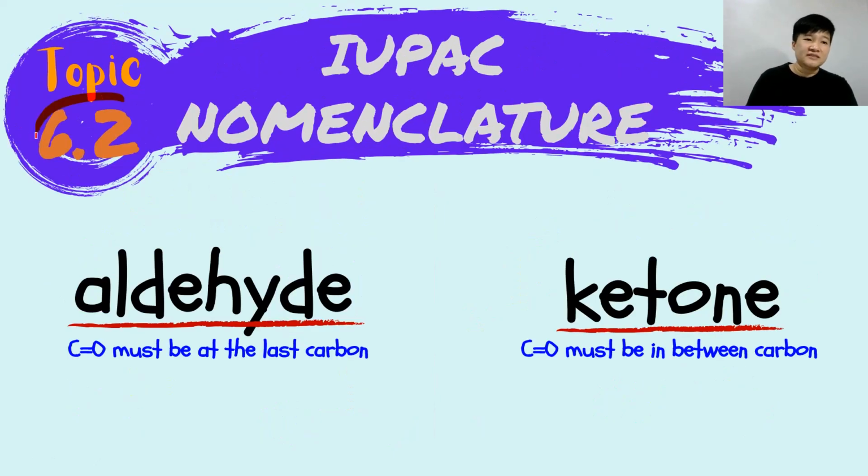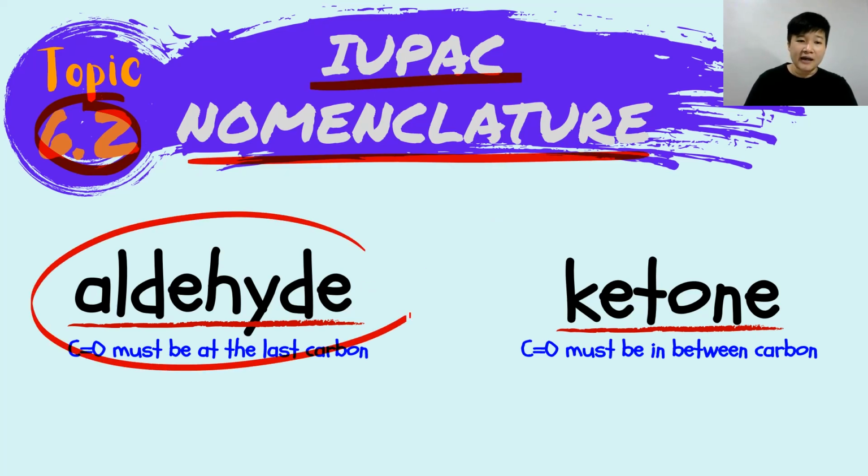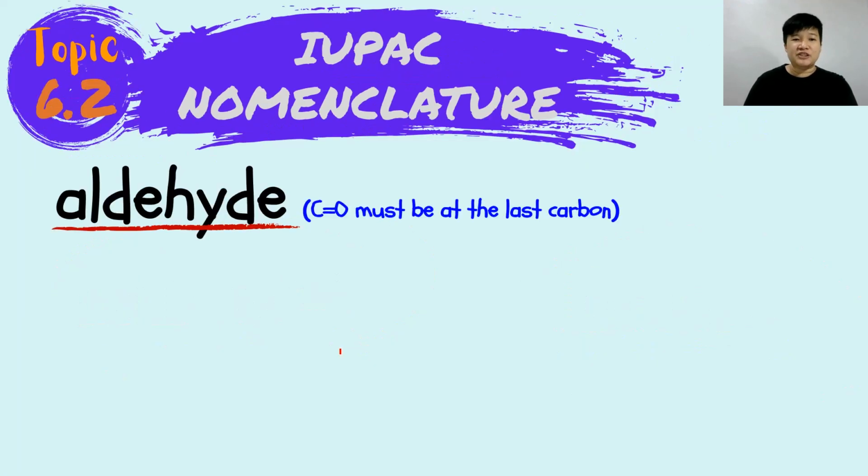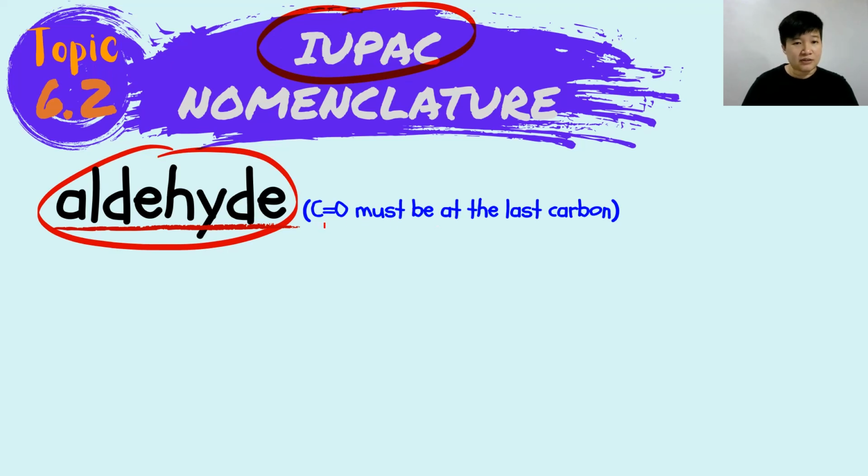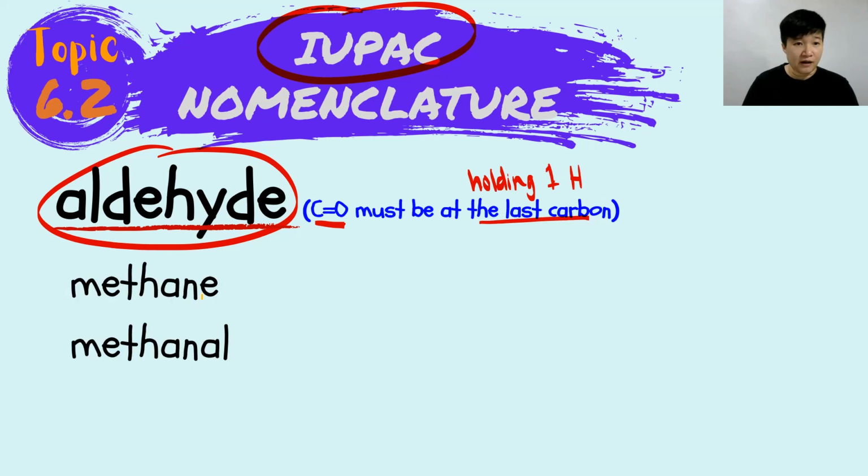Next, moving to 6.2, where we talk about the IUPAC nomenclature of aldehyde and also ketone. And we shall start with the naming of aldehyde. Just a kind reminder, aldehyde means that the C double bond O must be at the last carbon holding one hydrogen atom. Okay? And the parent name of aldehyde is as simple as changing the E of the methane to Al at the back because of the aldehyde.